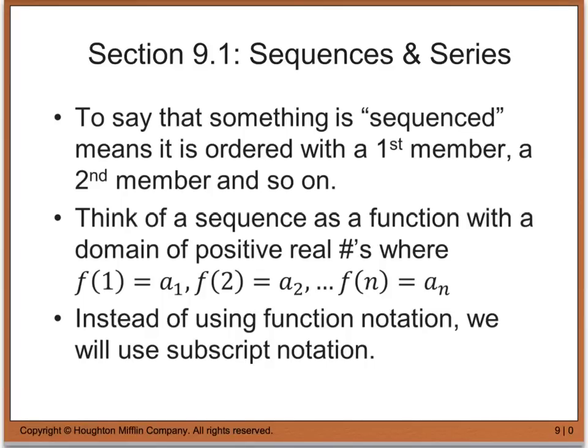We want to think of a sequence as a function that has a domain of positive real numbers, and we're going to think of it as a function where f of 1 would equal a sub 1, f of 2 would equal a sub 2, or your first term, your second term, your 10th term, or whatever, and so on. So instead of using function notation, we're going to use what we call subscript notation. And remember that the little number that falls below is the subscript.